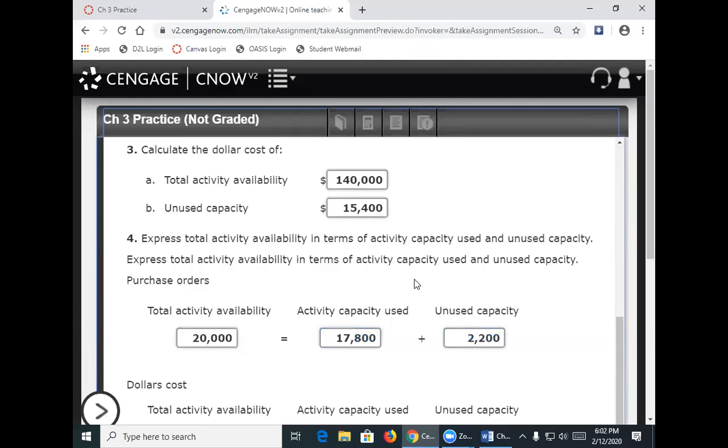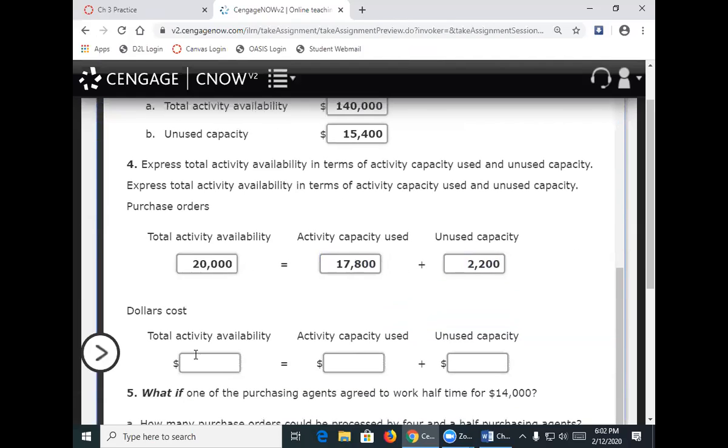And then right below that, they're asking for it in dollars. Well, we've already calculated that too, right? We had our total activity availability was 140,000. And we knew our unused was 15,400. So how much did we actually use?